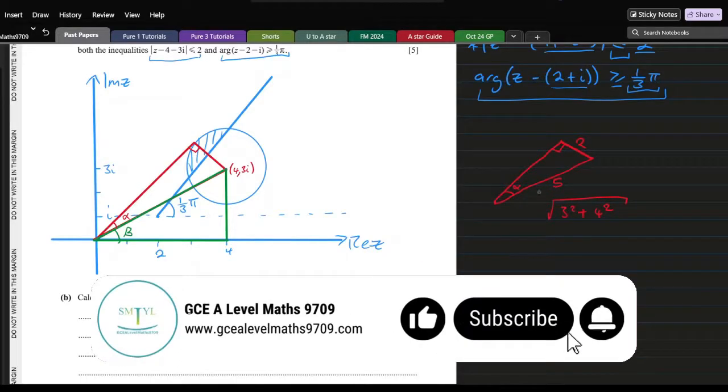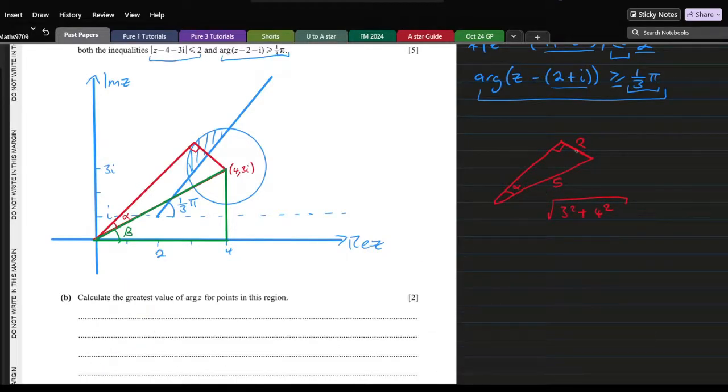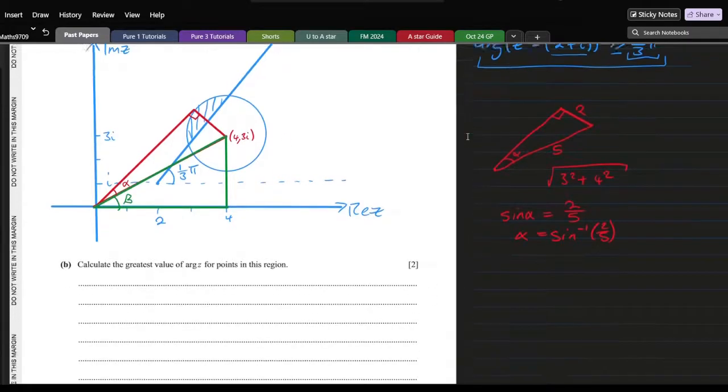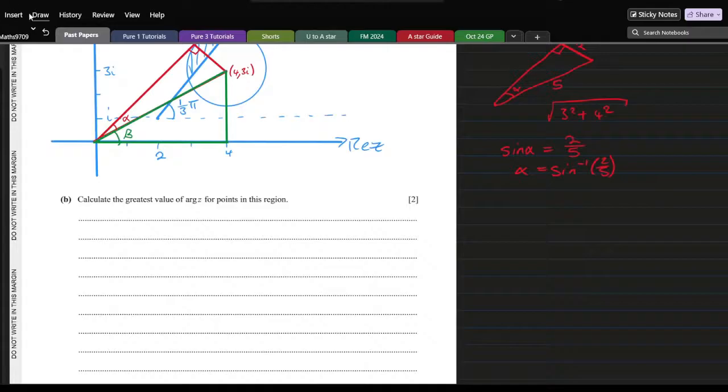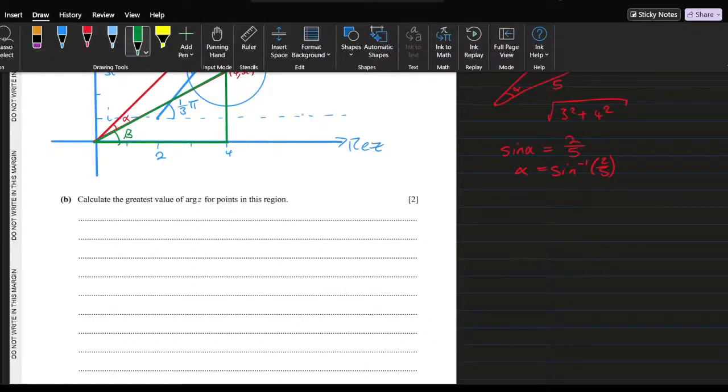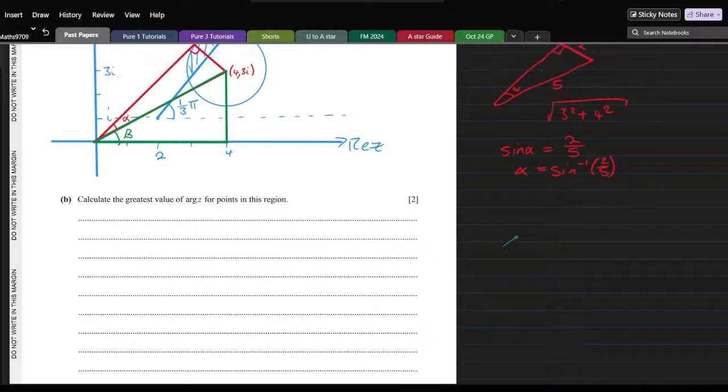So we can find alpha by saying that we've got the opposite and the hypotenuse. So sin alpha is equal to opposite, which is 2, over 5, which is the hypotenuse. So alpha is arcsin of 2/5. Alright? So that's alpha. Now we need to find beta. So let's draw our green triangle on the side.